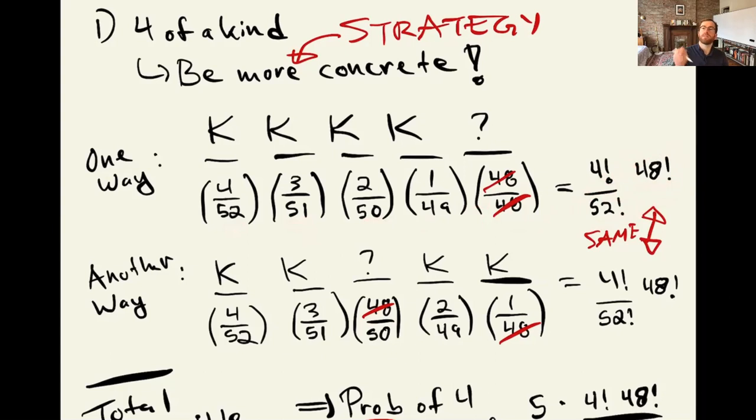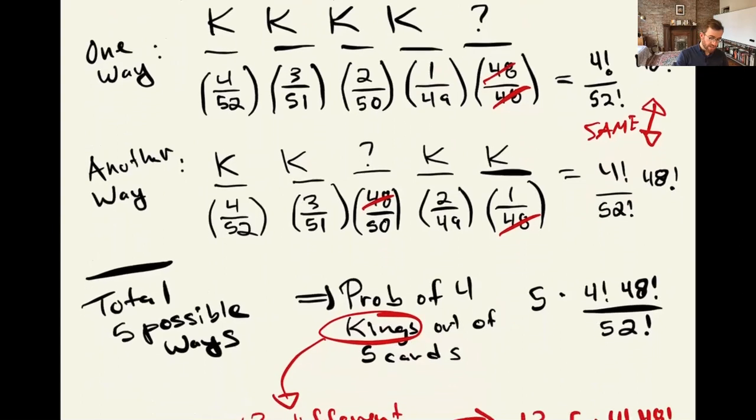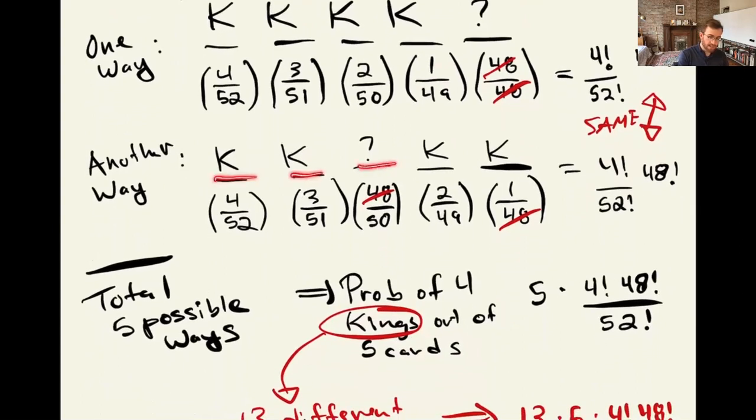Now, there I was being very, very specific. I said I wanted the first 4 cards to be kings and I wanted the last one to not be a king. Of course, that's not the only way you can get a 4 of a kind. Consider this case where you get 2 kings, a non-king, and then 2 more kings. Writing out the probability for that, the first 2 numbers are the same because it's the same event. But in this third number, I have 48 out of 50 cards which are not kings. And so the probability that that third card's not a king is 48 out of 50.